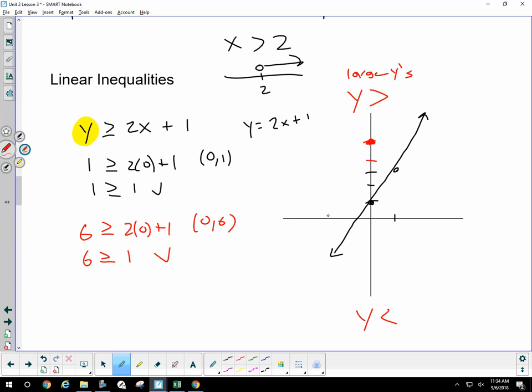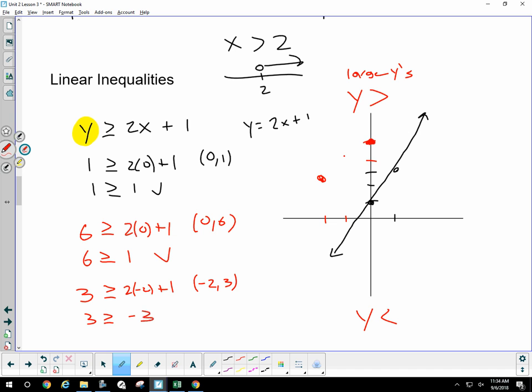Let me check another point like negative 2, 3. Let me just check that point here. Does that work in my inequality? 3 is greater than or equal to 2 times negative 2 plus 1. Is 3 bigger than negative 4 plus 1? Negative 4 plus 1 is negative 3. Is 3 bigger than negative 3? Yeah, so that's a solution too. So I need a closed circle there.